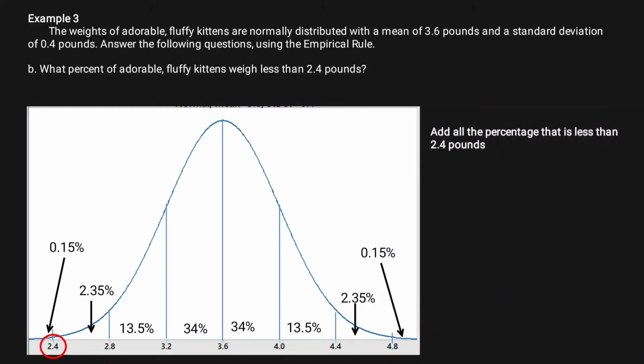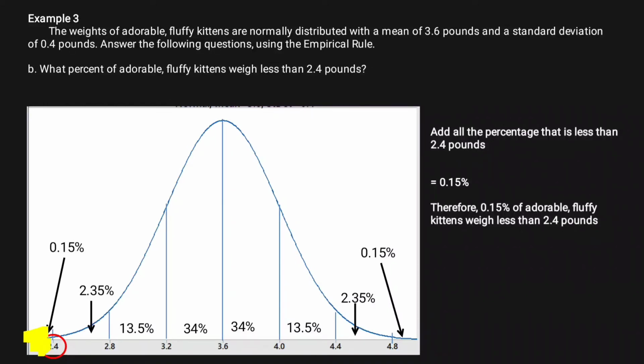Ang hinahanap lang natin na area dito, parang ito lang tail. Napakaliit. Yan, yung area lang ng tail. So, therefore, we have 0.15% lang ang nasa left ng 2.4. So, therefore, 0.15% of adorable fluffy kittens weigh less than 2.4 pounds. Napakaliit lang nun dahil ang mean natin ay 3.6. Nasa 3 standard deviations from the mean kasi siya. So, kaya maliit lang.